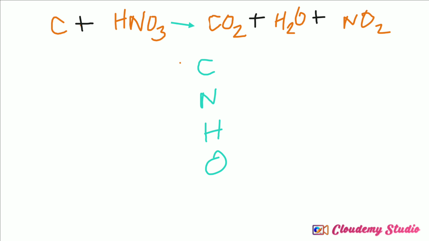Carbon at the left hand side, one atom. Carbon at the right hand side also only one atom. Nitrogen at the left hand side, one atom. Nitrogen at the right hand side also one atom. Hydrogen at the left hand side, one atom. Hydrogen at the right hand side, two atoms. In water, two hydrogen atoms are there. Oxygen at the left hand side, three atoms. Oxygen at the product side, 2 plus 1 plus 2, 5 atoms.